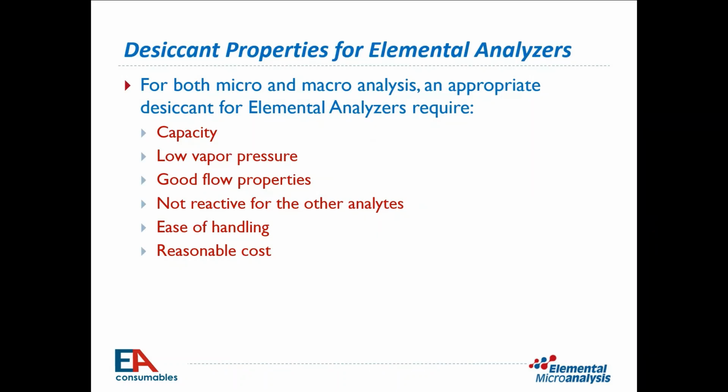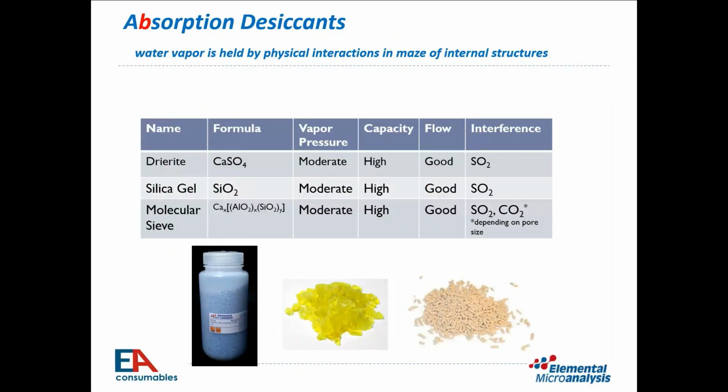So some examples of adsorption desiccants are shown here. These are easy to use and have no shipping restrictions. Their vapor pressure levels are generally too high for most applications of elemental analysis. So Drierite, silica gel, molecular sieves, again, they have high capacities, good flow rates, might have some interferences with sulfur and/or CO2, but this moderate vapor pressure is an issue, at least to use it by itself.